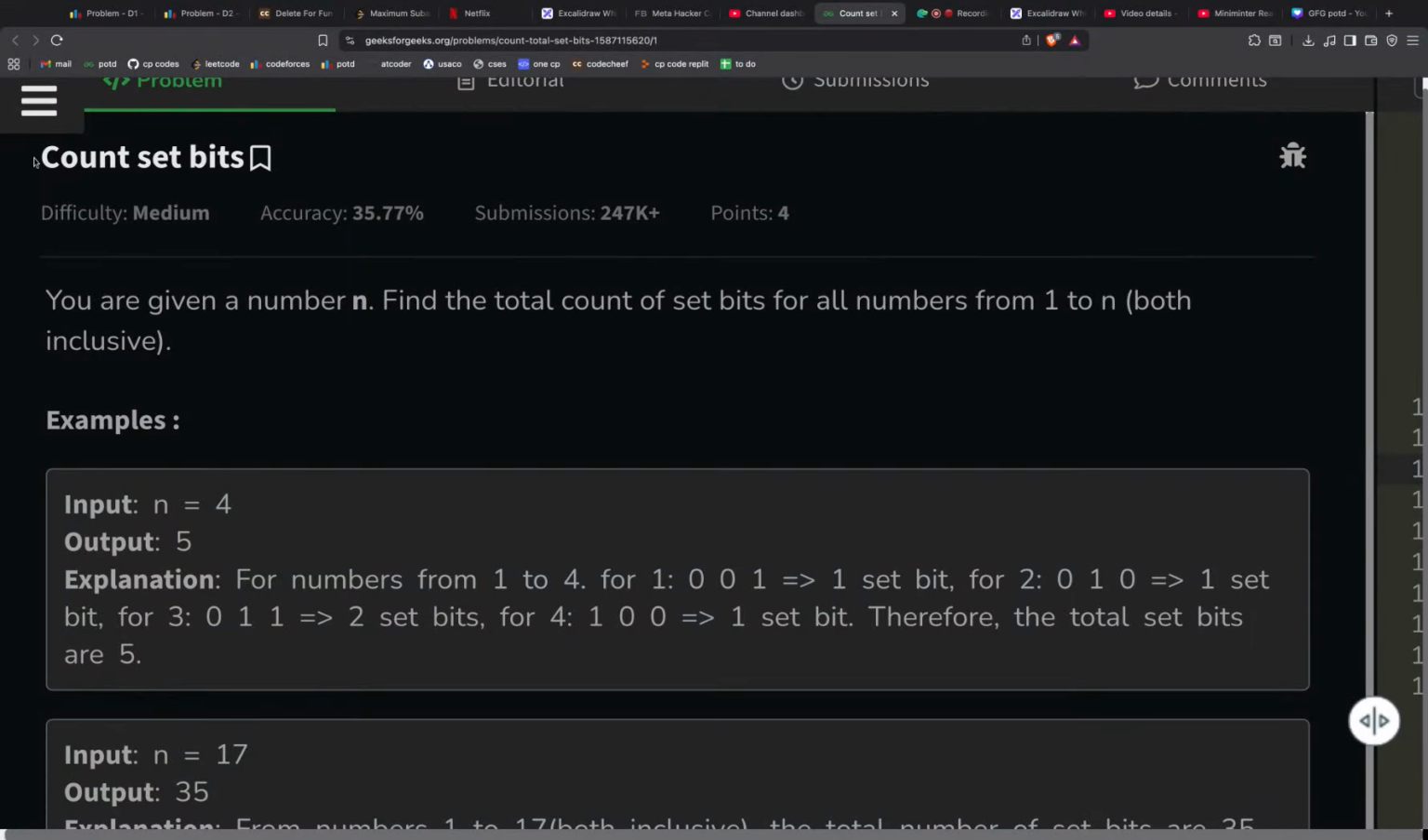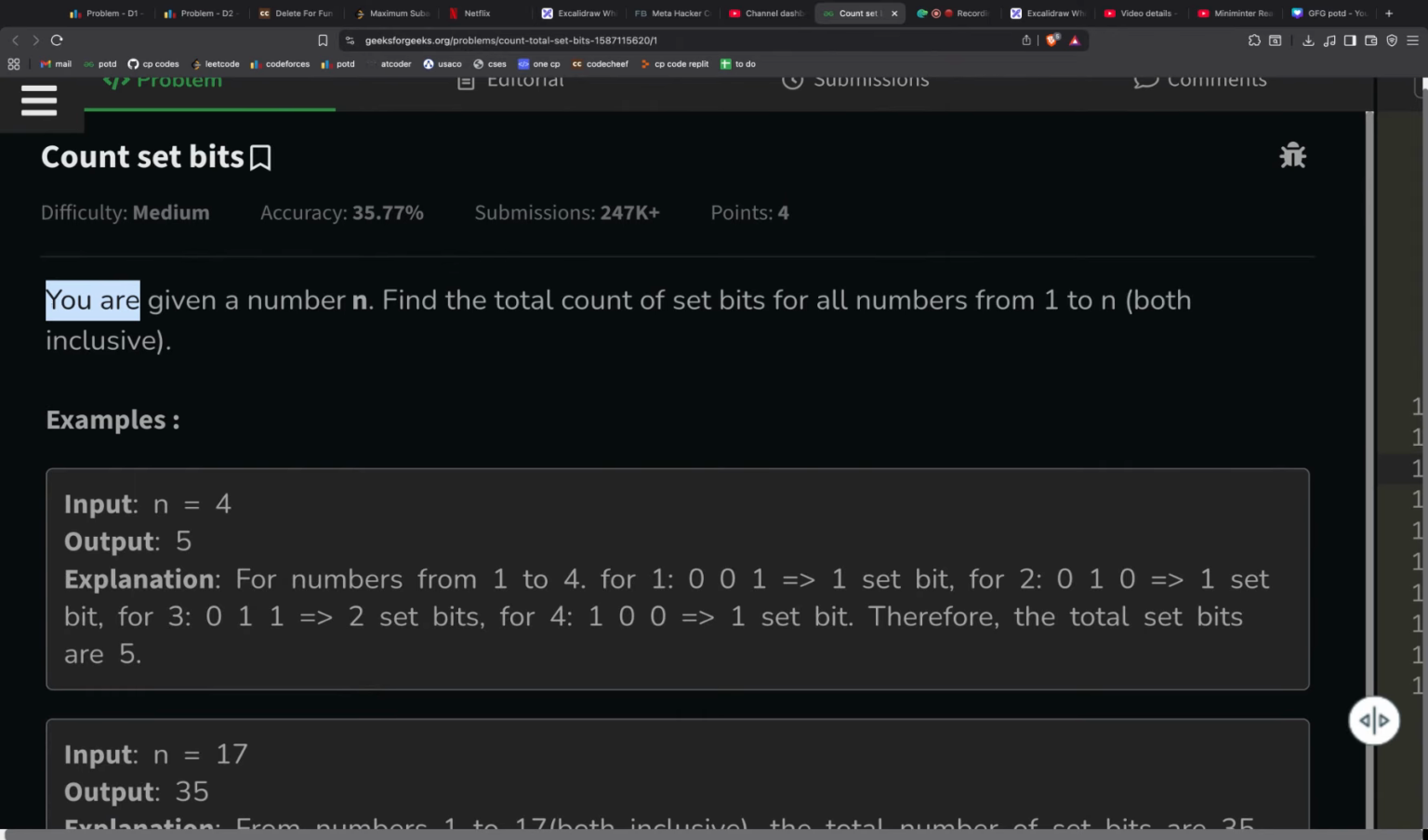Tutorial for today's GFG problem of the day, count set bits. It's not exactly simple, but it's a good question. If you solve this one, you should be able to remember this pattern, and then this question becomes easy. So let's read through the question first.